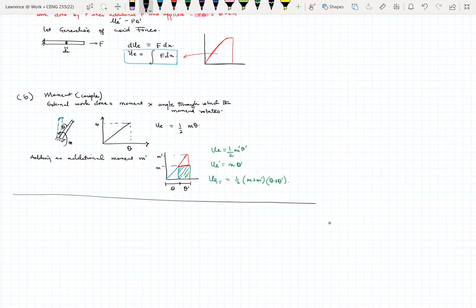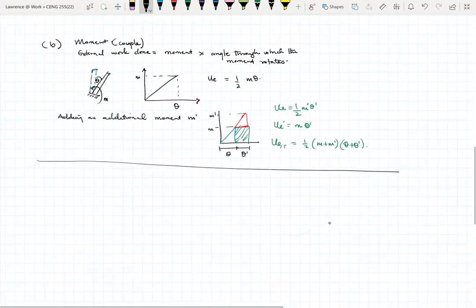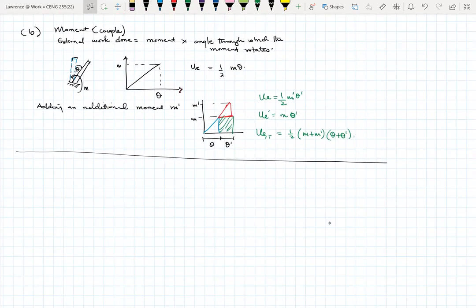So if we have moments and also axial forces acting on the structure, these are the external work done. Now let's look at the internal work done.